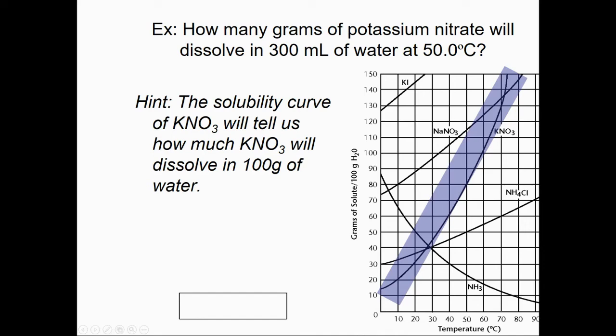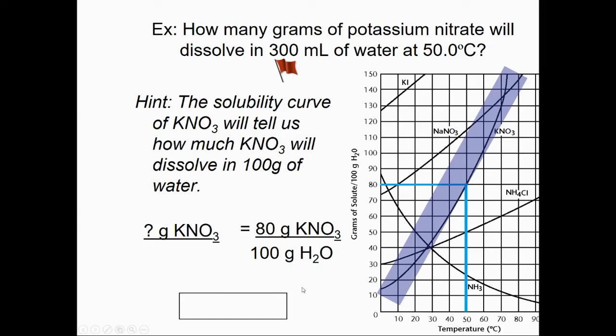Okay. At 50 degrees Celsius, we can dissolve 80 grams of potassium nitrate in 100 grams of water or 100 milliliters of water. How many can we do in 300? Well, it would have to be 3 times that. How many grams of potassium nitrate can we do in 300 milliliters of water?